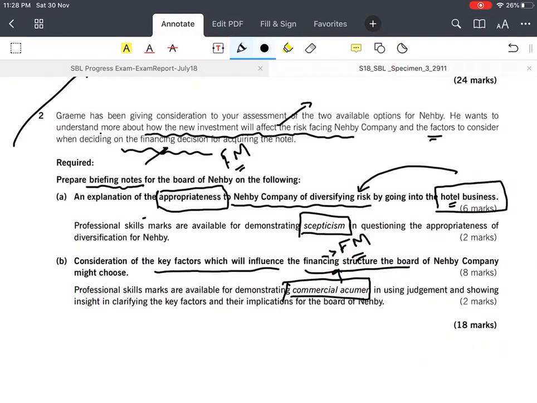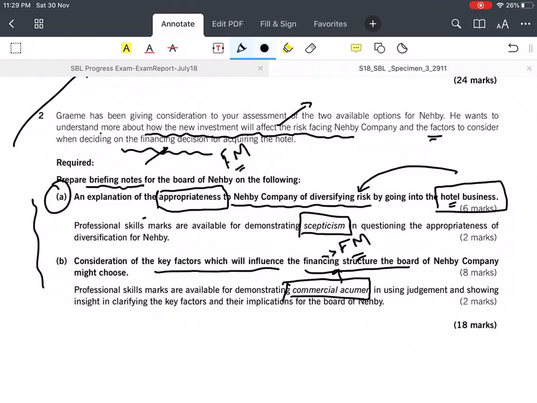Then comes the second requirement, where we have to discuss the appropriateness of whether the hotel business is going to diversify the risk. Now this is going to test your financial management knowledge, both parts A and B. And the first part, the A1, will basically test your knowledge about the risk management area.